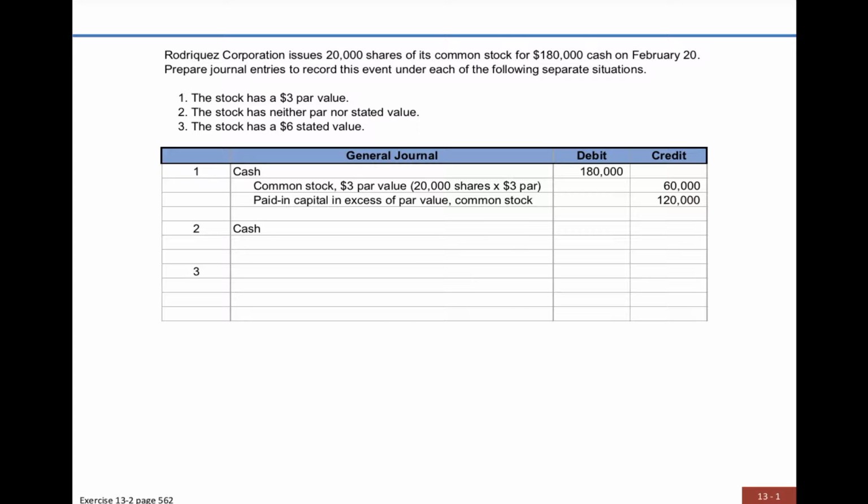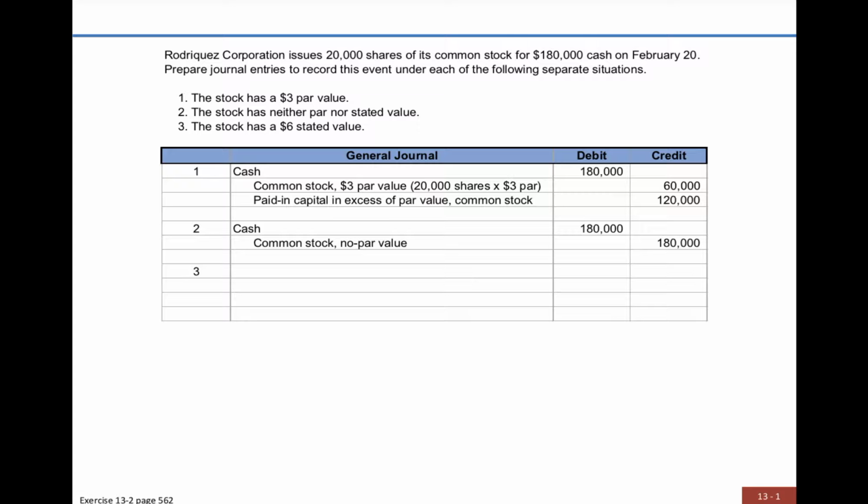Alright, so in this situation, number 2, no stated nor par value is given. So in this one, it's pretty easy because without a par value, we can't have any capital that is in excess of par value. So this is going to show the same cash amount coming in, but the full amount is going to go into this common stock category.